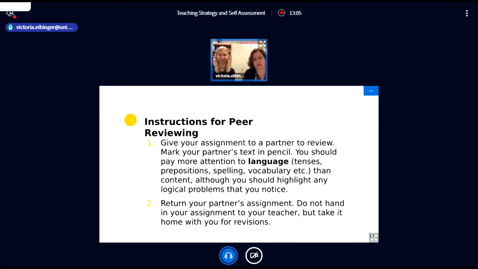These were the instructions our students received for peer reviewing the first assignment. So they produced the text and then they were told to give their text to a partner to review, and they were specifically told to pay attention to language, not just content, and then return the assignment to the writer. And at that stage, they didn't hand it in to their teacher.